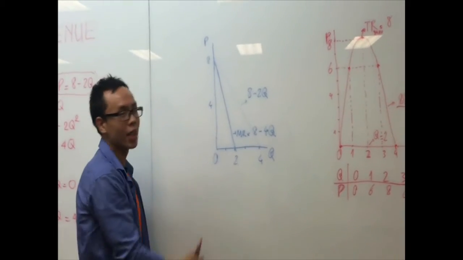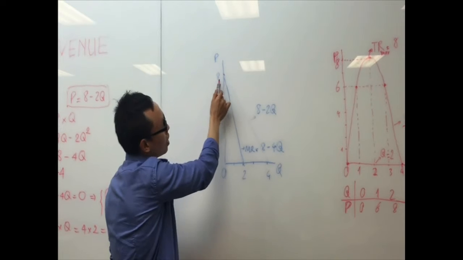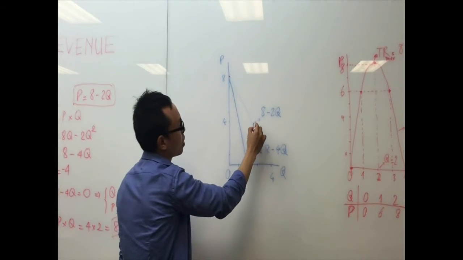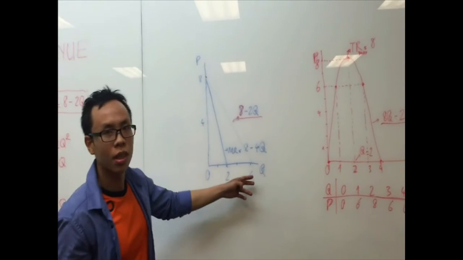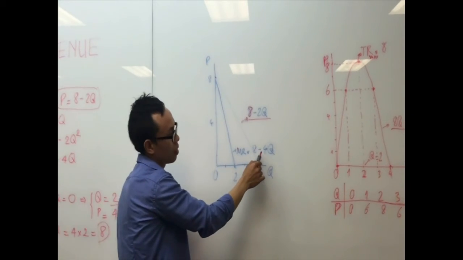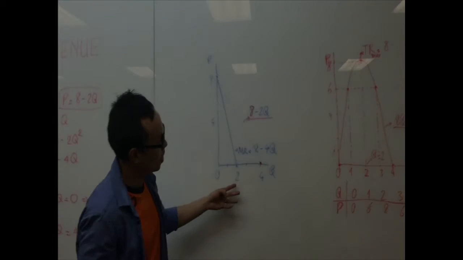It's much easier than the total revenue. All you need is to sketch 2 linear lines. The first one is the demand function, which is 8 minus 2Q, and the second one is marginal revenue, which is 8 minus 4Q. And I think you can do it easily.